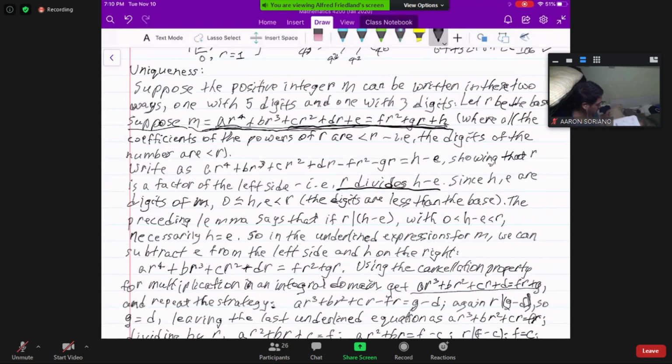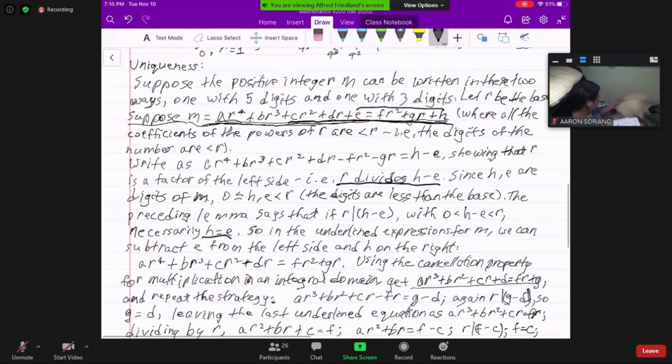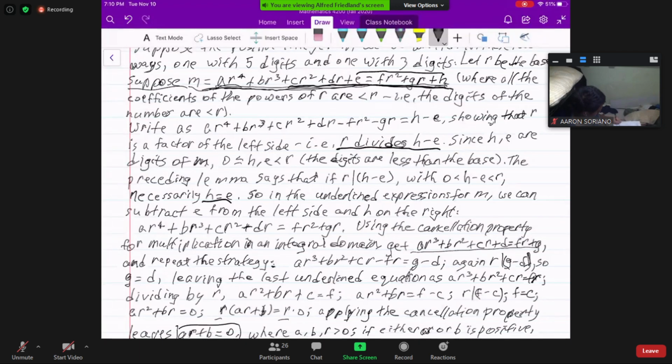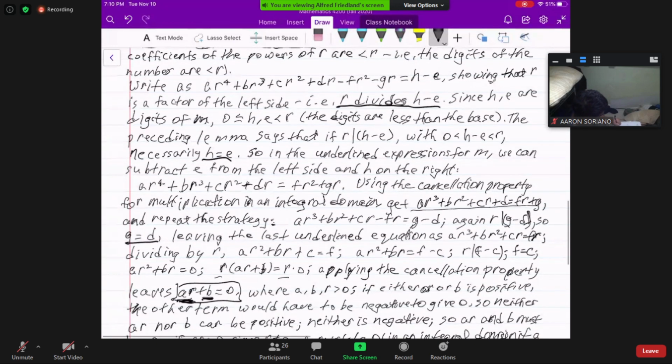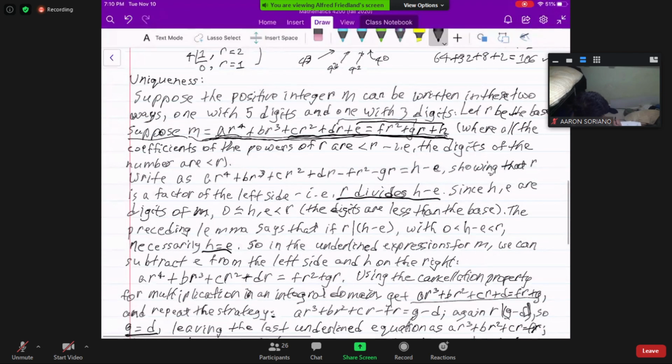And furthermore, if you look at what we proved, H equals E. So those were equal. Then we successively got G equals D. And then further down here, we got F equals C. So there's C and F. And so that completes the proof.